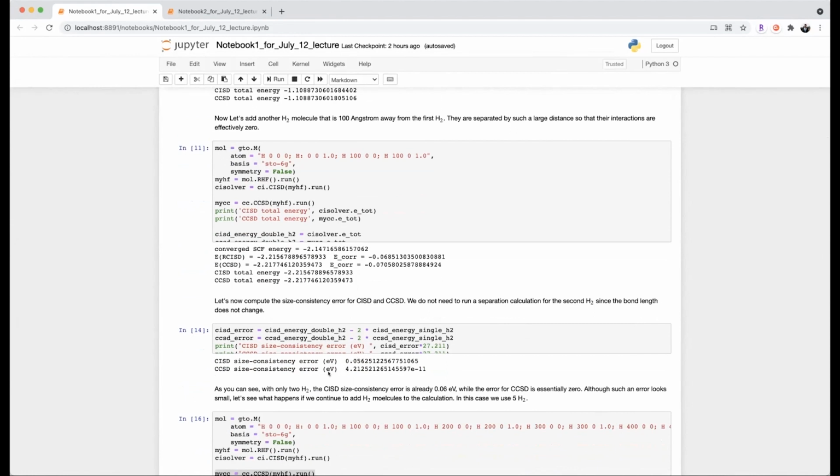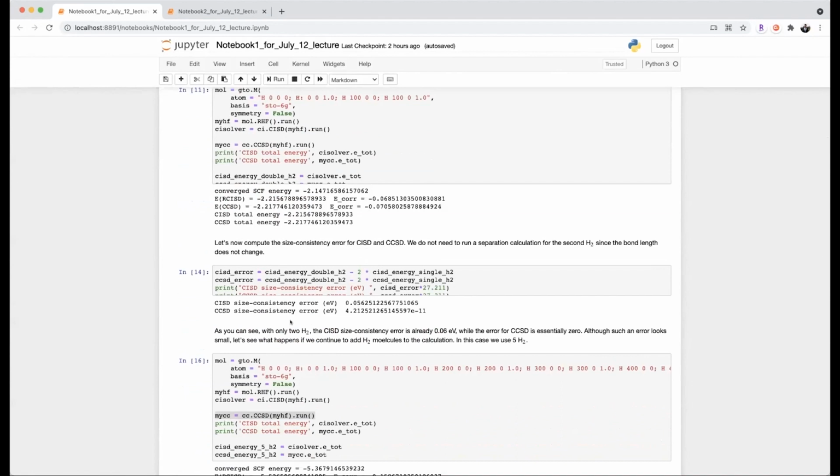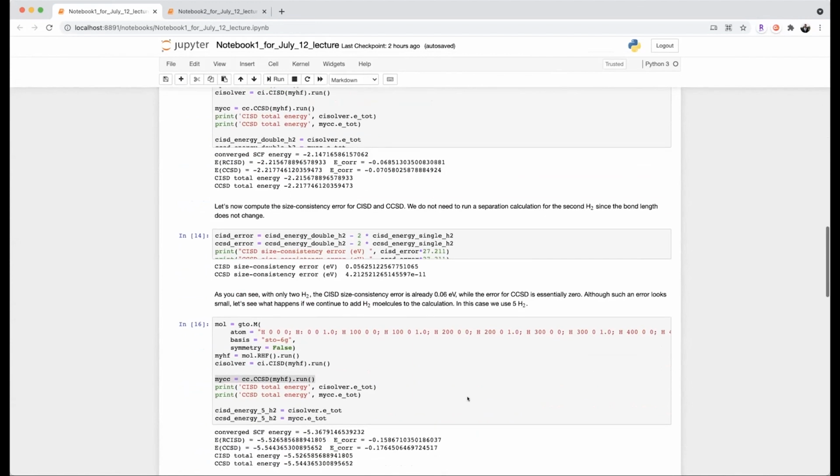You can see that for a small system, with only 2 H2 molecules, the CISD size consistency error is already 0.06 electron volts, while the error for CCSD is essentially 0. Although such an error looks small, let's see what happens if we continue to add H2 molecules to the calculation. In this case, we use 5 H2 molecules.